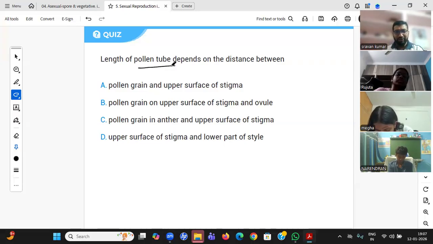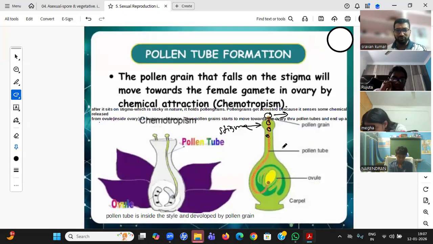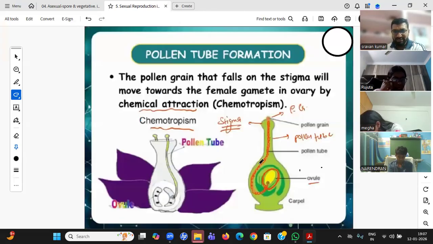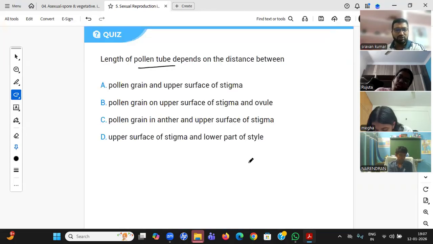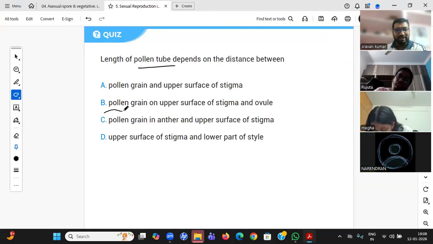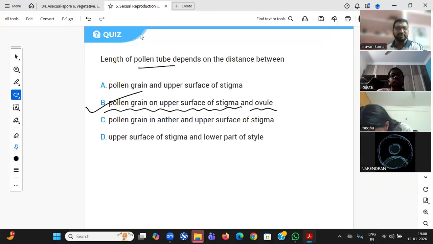Okay, so pollen tube. Let us see where is pollen tube. You see, this is the pollen tube. It is the distance between the stigma, especially the pollen grain on the top portion, and up to where? Up to the ovule. So the answer should be pollen grain on the upper surface of the stigma and ovule. B is the right answer.